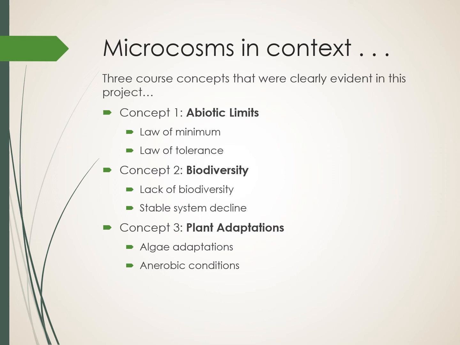This can lead to a decline in a stable system. Say that these organisms have relationships with thousands or millions of other organisms within the system. If you take those relationships away, that system starts to decline.